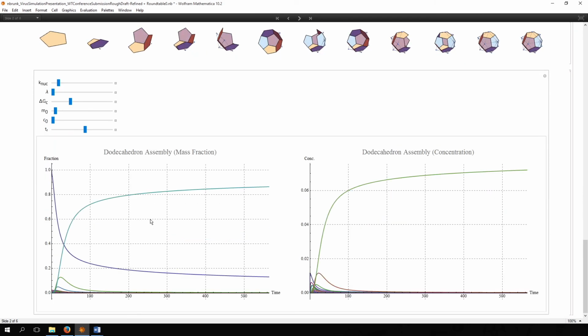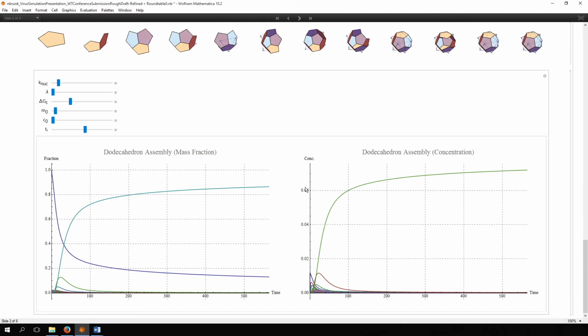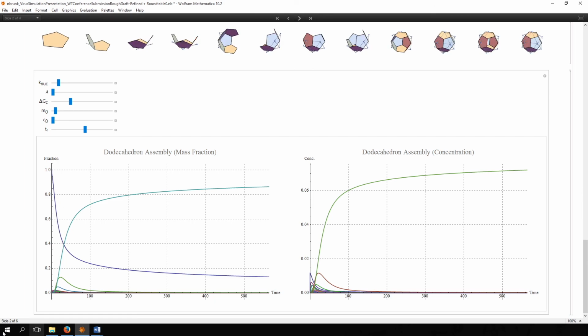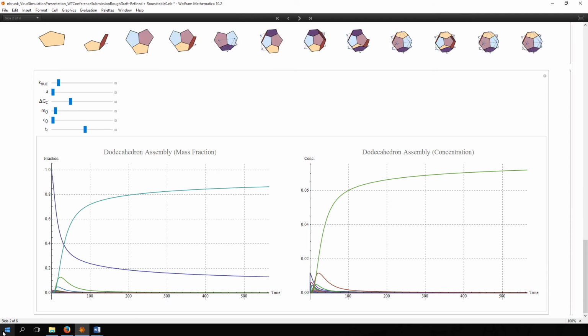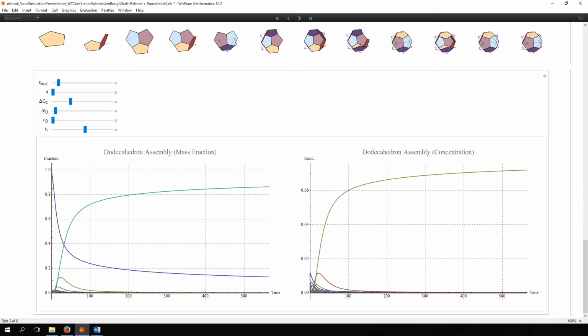You can look at the kinetics here. The left is a physicist version with mass fraction. The right is concentration. They're both equivalent. You start with an entire population of monomers. So just in our previous example, it would be just the triangular subunits in solution, and they gradually assemble, following the scheme that was shown, to assemble a roughly 85% capsid under these conditions.